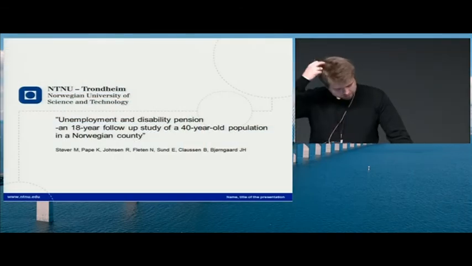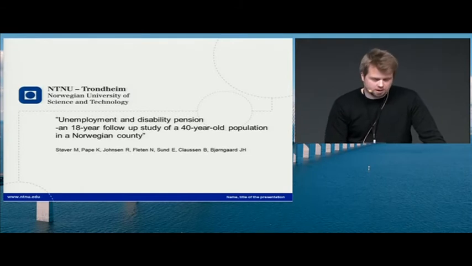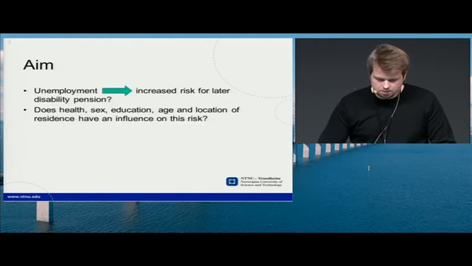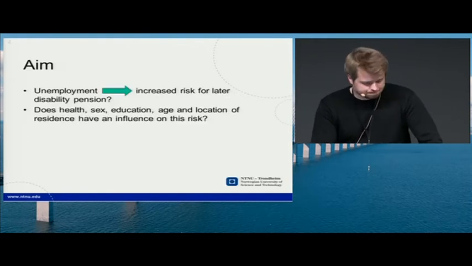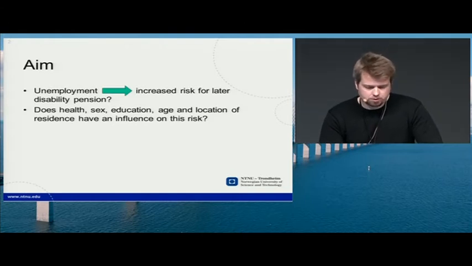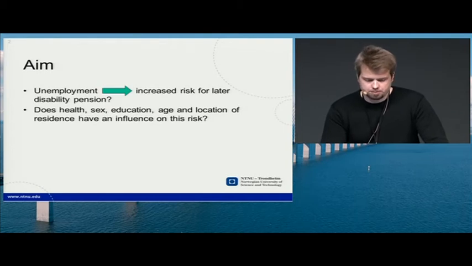So the title has changed a bit since I submitted the abstract. It's now called Unemployment and Disability Pension: an 18-year follow-up study of a 40-year-old population in a Norwegian county. And our aims with this study were two things: to explore whether unemployment meant an increased risk for later disability pension, and if health, sex, education, age and location of residence had an influence on that risk.